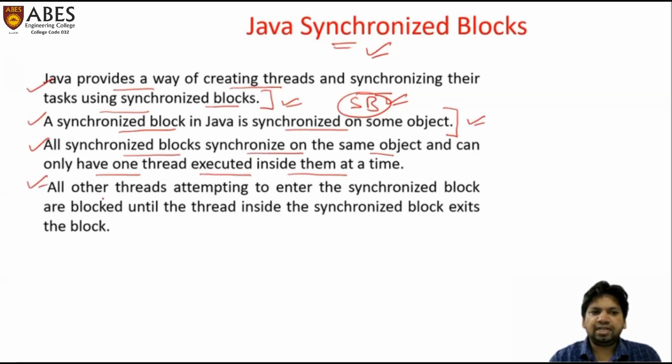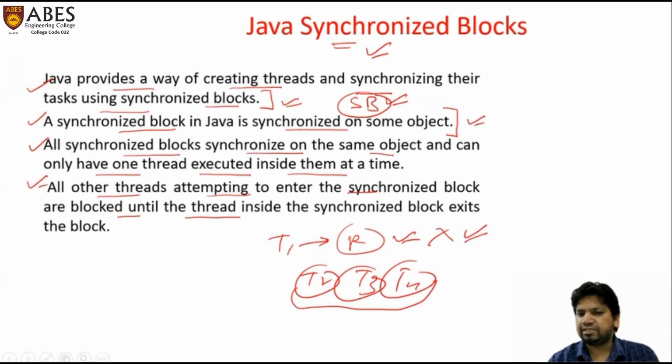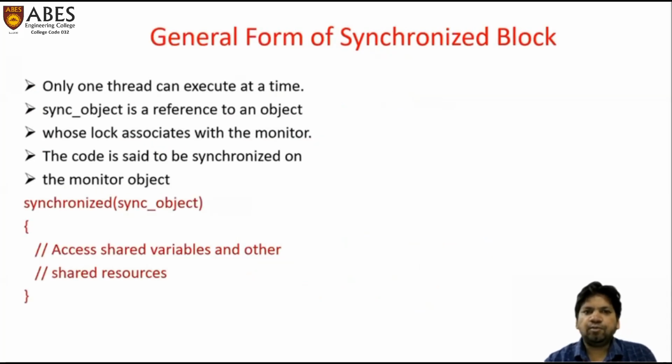In the next part, other threads attempting to enter the synchronized block will be blocked until the thread inside the synchronized block exits the block. Let this be the resource; T1 is working on it, and T2, T3 and T4 will wait until T1 has completed its task. This is called a synchronized block. No other thread will enter until T1 has completed. Okay, simple.